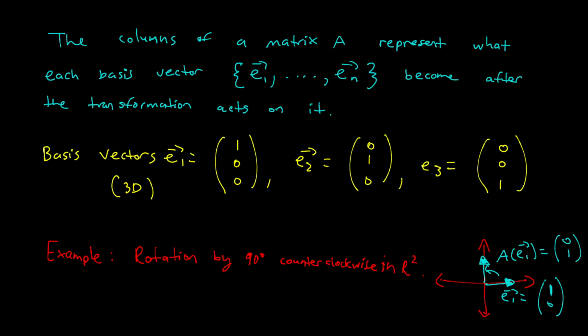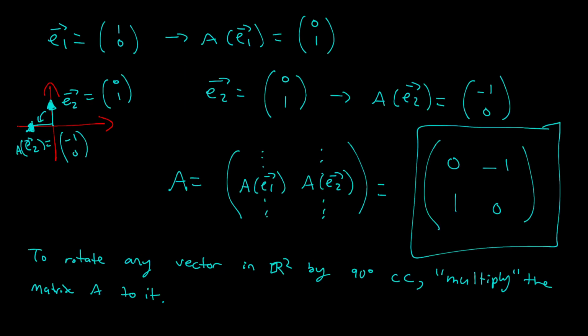So we can give an example of this by rotation by 90 degrees counterclockwise in R2. The vector E1 is 1, 0, and once you rotate that vector 90 degrees counterclockwise, we represent that vector as AE1, and that'll just be 0, 1. We could do the same for E2, which is originally 0, 1, but once you rotate it 90 degrees counterclockwise, it becomes AE2, which is negative 1, 0.